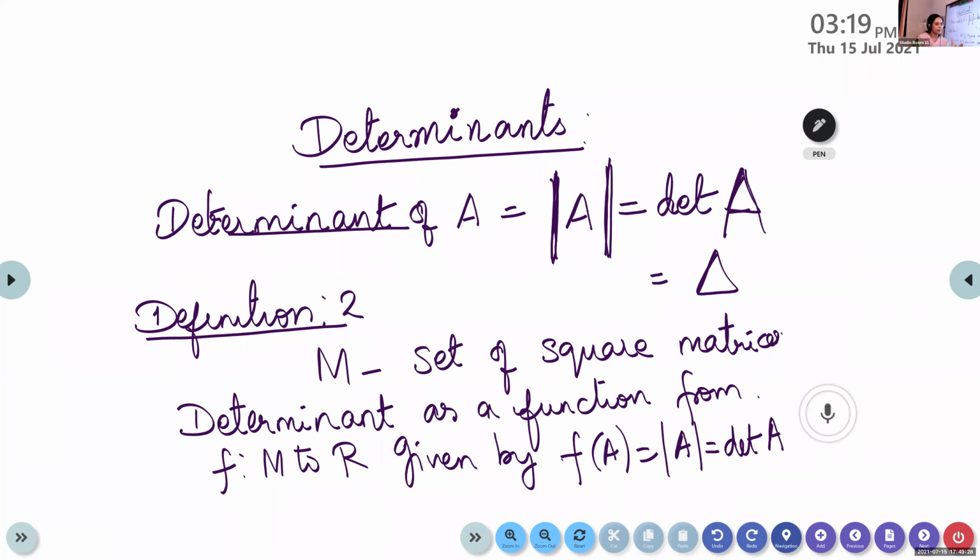Function means every element in the domain will have a unique image. Here the domain is the set of all square matrices. So if you take any square matrix, we can map it to a real number. So we can think of the determinant as a function.